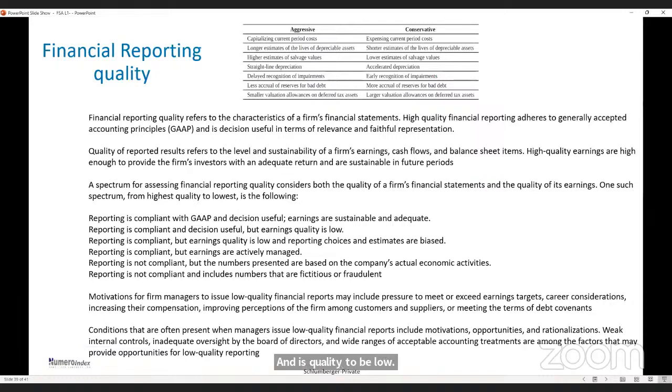So conditions that are often present when managers issue low earnings quality are motivation, opportunity, and rationalization. There is weak internal control. There is inadequate oversight by the board of directors. There is a wide range of acceptable accounting treatments. Those are among the factors that may provide opportunity for low earnings quality.